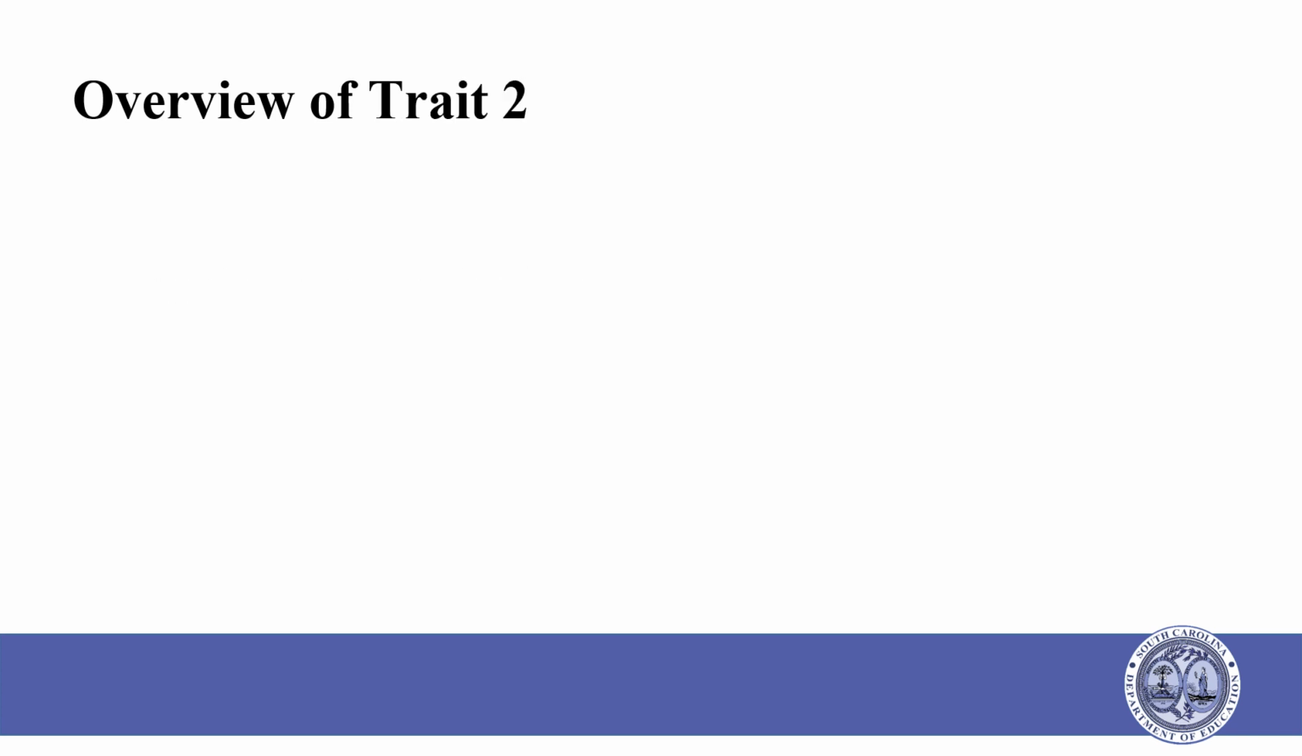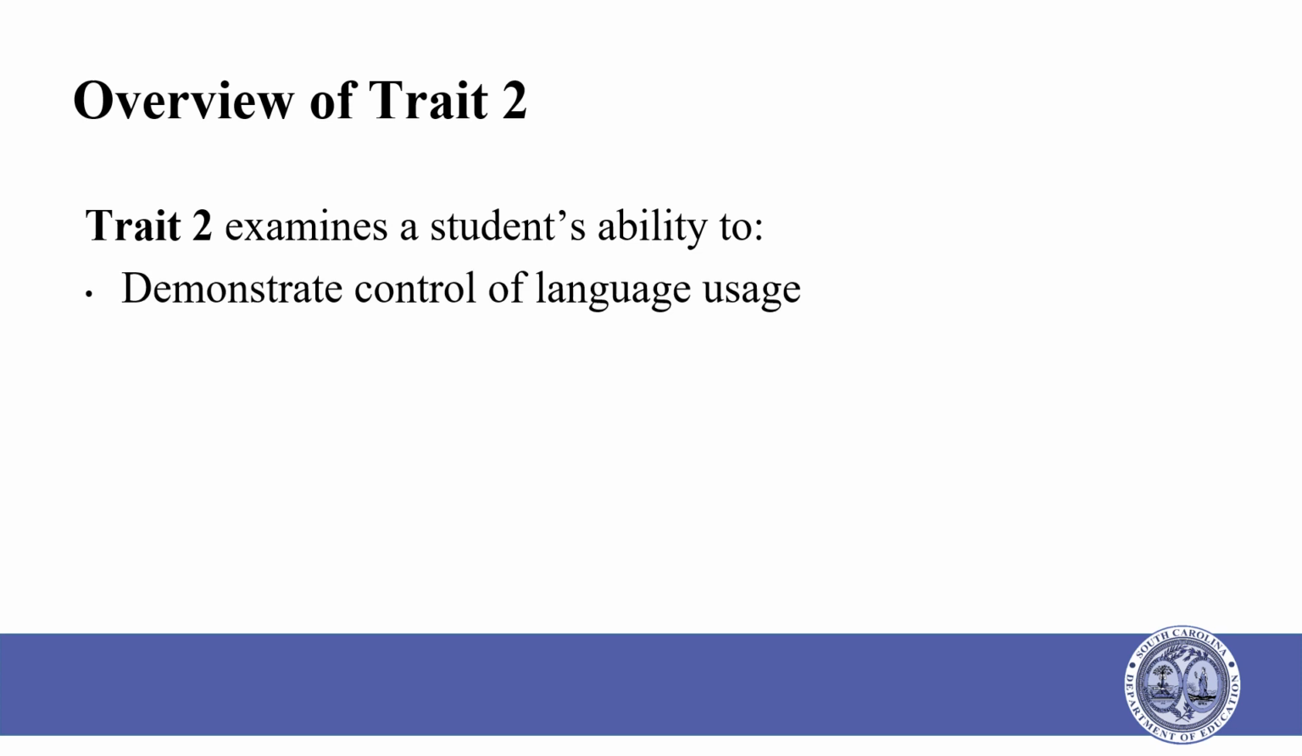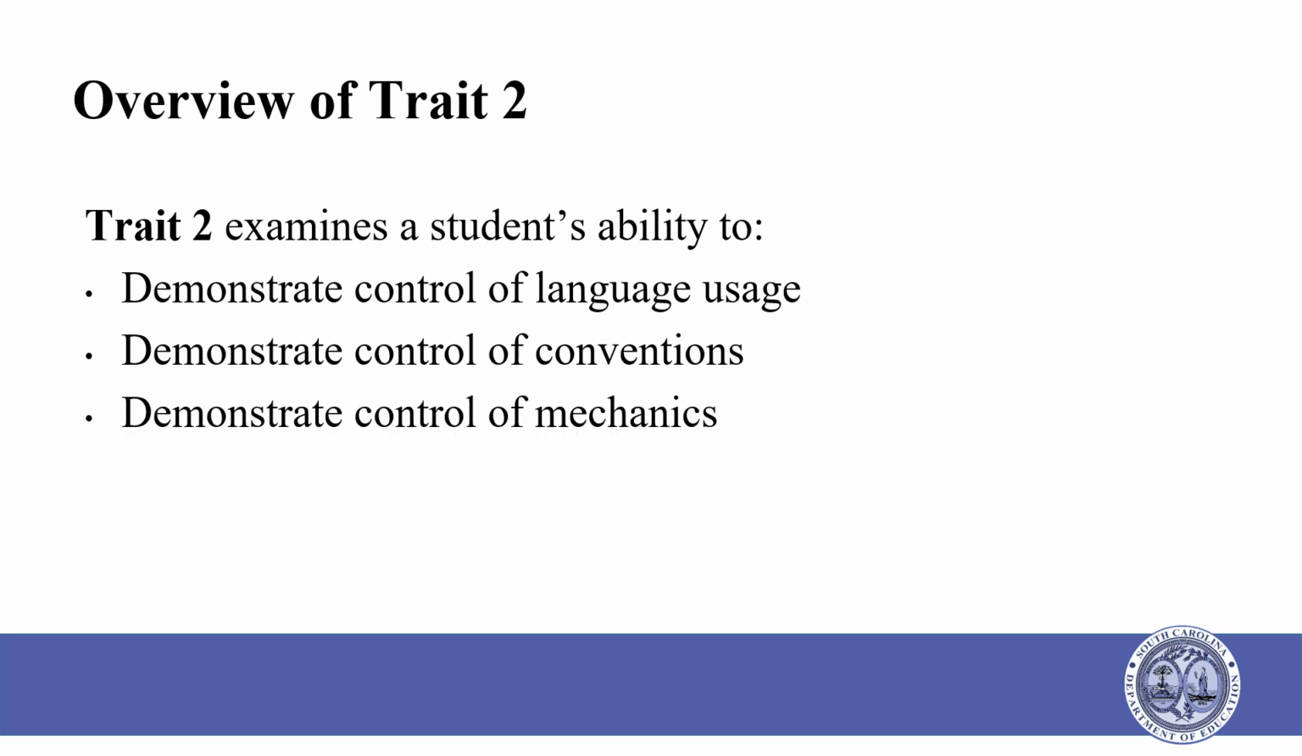Trait 2 of both English 2 TDW scoring rubrics is the same and places more emphasis on the quality of the student's writing than the SC Ready rubrics. Placing more emphasis on the quality of student writing in English 2 was recommended by English 2 teachers who worked on the TDW items. Trait 2 examines a student's ability to demonstrate control of language usage, demonstrate control of conventions, and demonstrate control of mechanics.